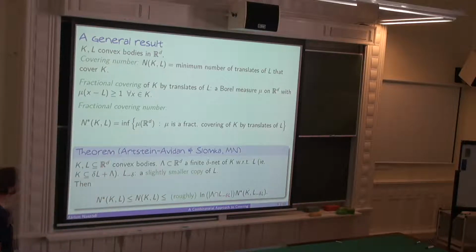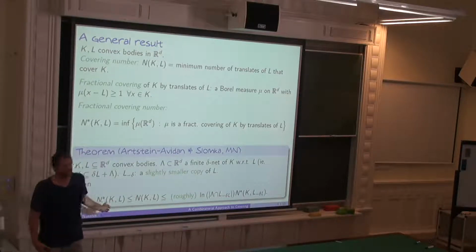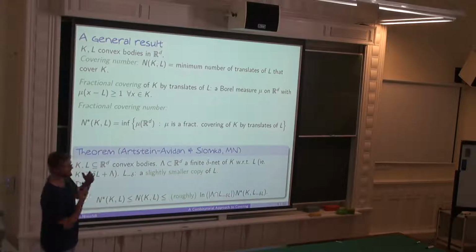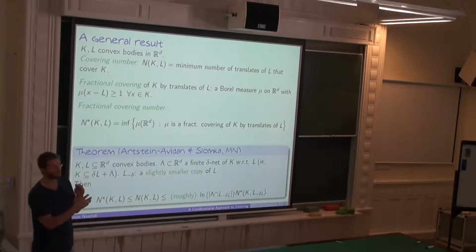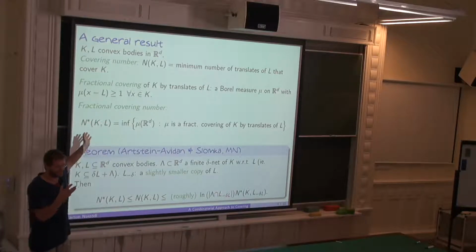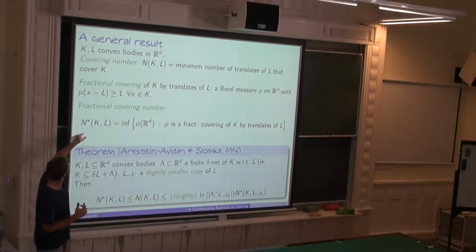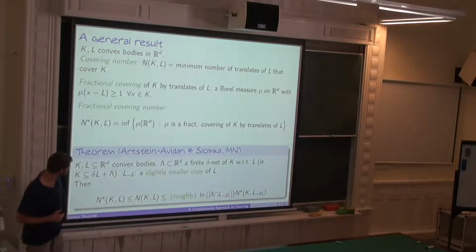A result that goes back to Einstein, Avidan, and Slomka, and then I gave a different proof later on, says the following. We want some connection between n and n star. Obviously, it's easy to see that if you have a covering, let's say 10 copies of L cover K, then n star is also at most 10. So if you have an integral covering, a real covering, then you obviously get a fractional covering. This bound just comes from the definition.